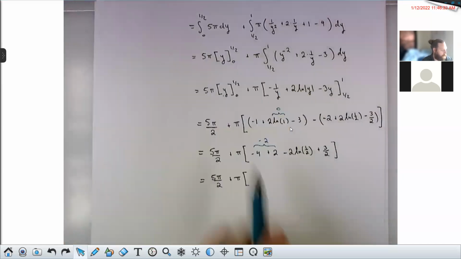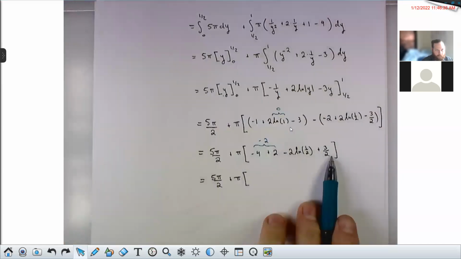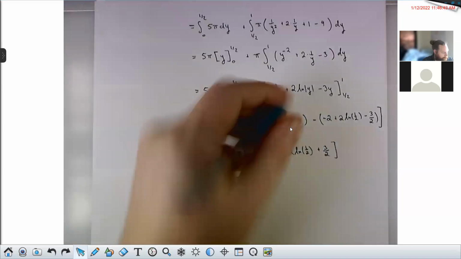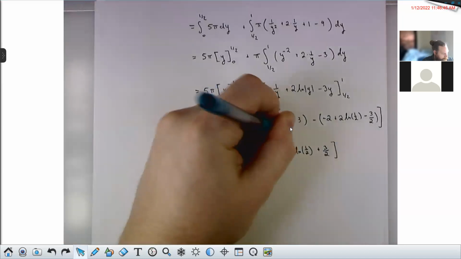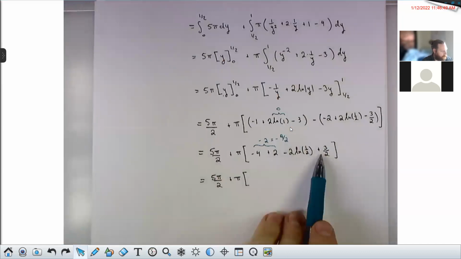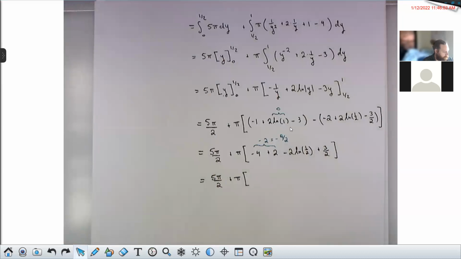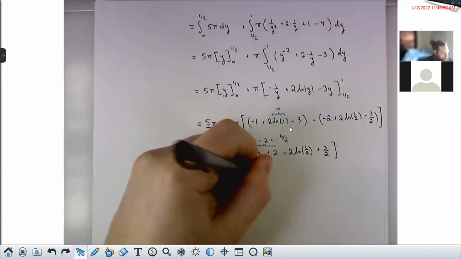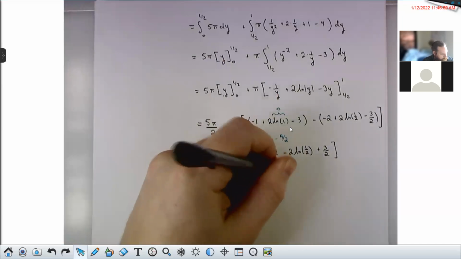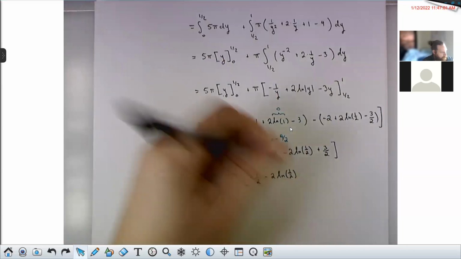And now I want to add negative 2 to positive 3/2. Well, negative 2 is negative 4 over 2. -4/2 plus 3/2 is -1/2. It's -1/2. And then I've got -2 natural log of 1/2.